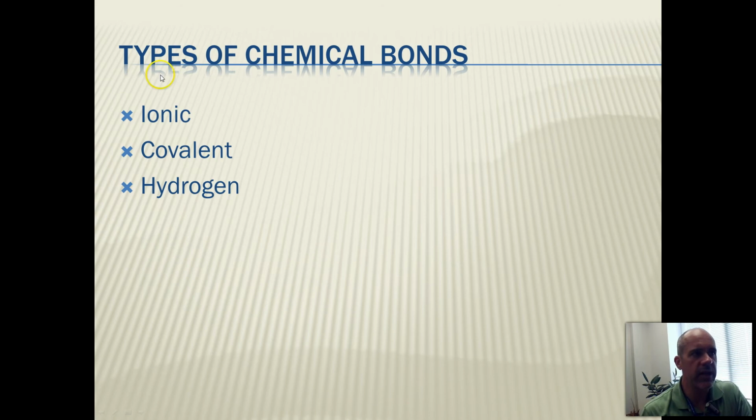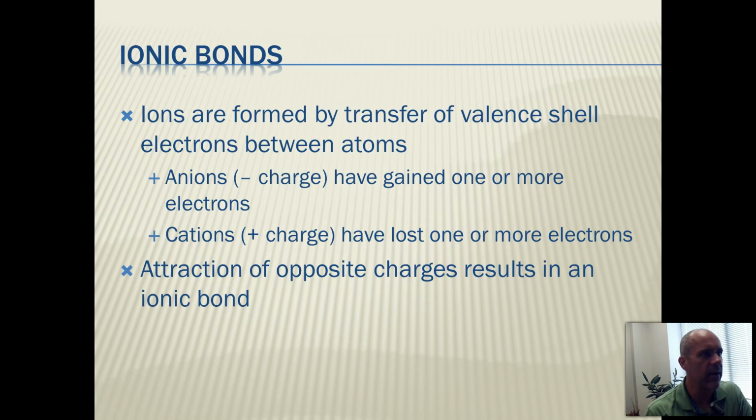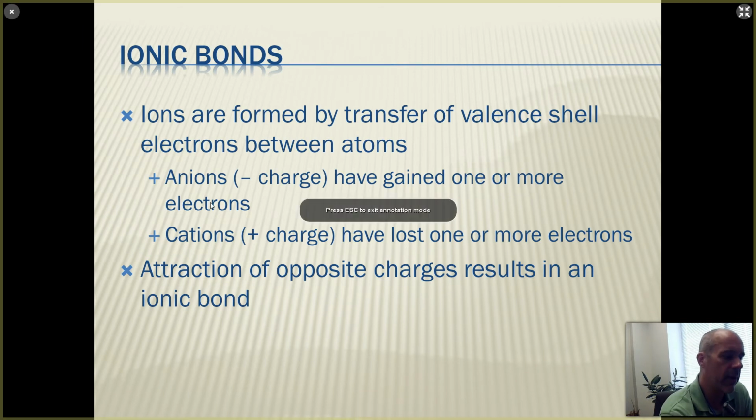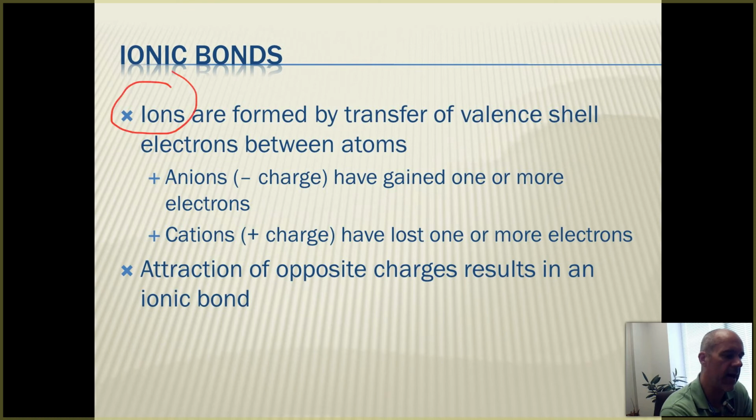All right, so I just mentioned that molecules consist of atoms bonded together. And so how are these atoms bonded together? There are 3 types of chemical bonds: ionic, covalent, and hydrogen bonds. And so we'll talk a little bit about each of these different types of bonds and what's different about them. First one we're going to talk about are the ionic bonds. And ionic bonds are formed between ions. All right, so what is an ion?